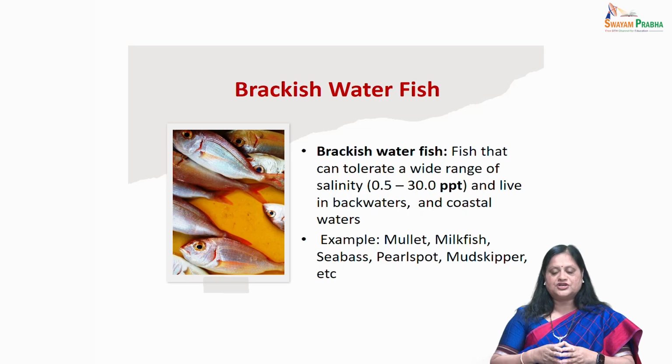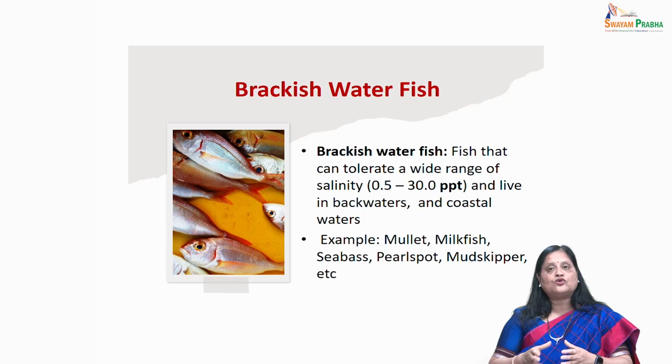Brackish water fish: fish that can tolerate a wide range of salinity between 0.5 to 30 parts per thousand and live in backwaters and coastal waters. Examples: mullet, milkfish, sea bass, pearl spot, mudskipper, etc.